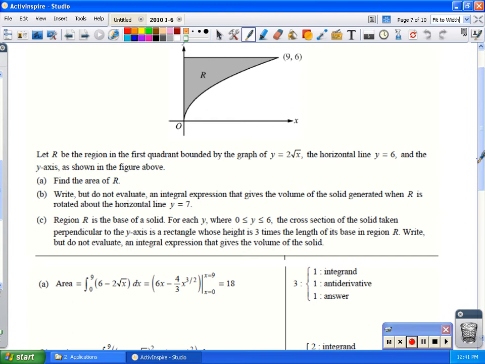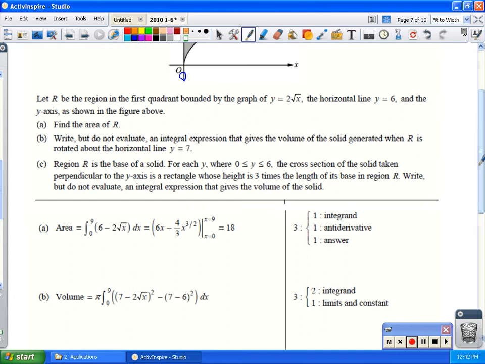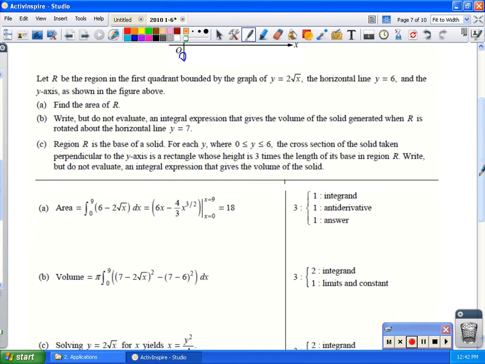Now, in this problem, when you're finding the area, it's a classic top minus bottom problem, and they tell you that you're starting at 0 and you're going to stop clearly at 9, and the top line is 6 and the bottom is the curve, and you find the antiderivative by hand, which is quite reasonable in this problem. You evaluate carefully and you get an answer of 18, so that's hopefully 3 easy points.